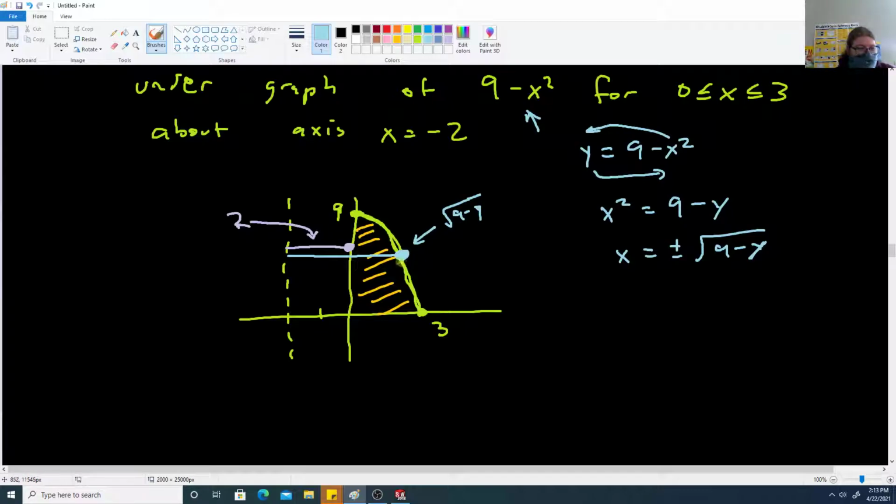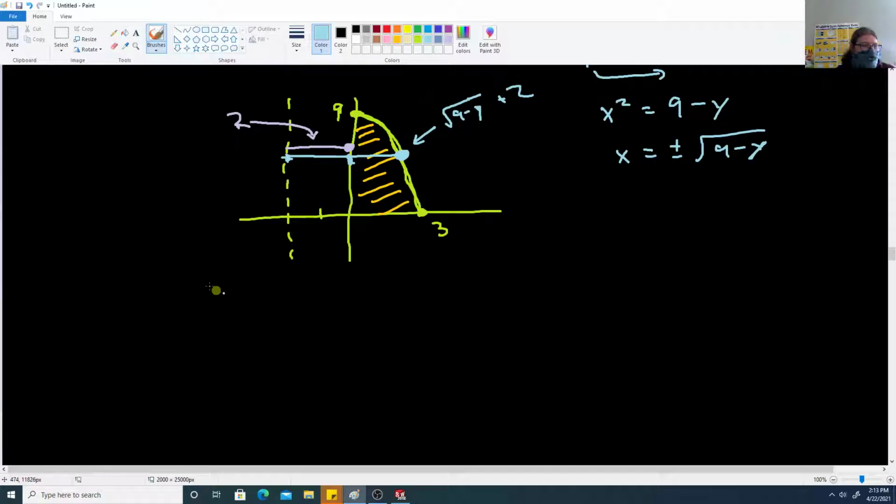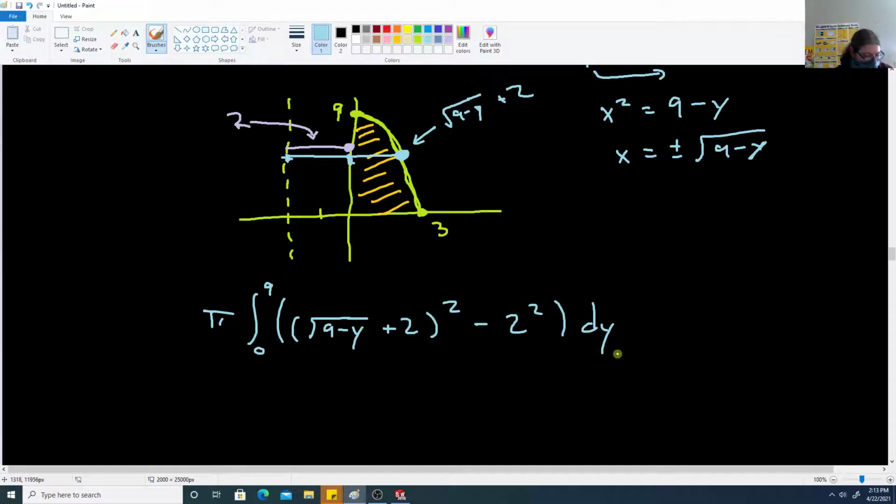That'll get us the distance from the curve to the axis here. We have to add an additional 2 to it to get that distance from this back to there. So we got our outer and our inner. We're going to say pi integral from 0 up to 9 of the outer radius squared, which will be the square root of 9 minus y plus 2. That's our outer radius squared, minus the inner radius squared, which would just be 2 squared, dy this time.